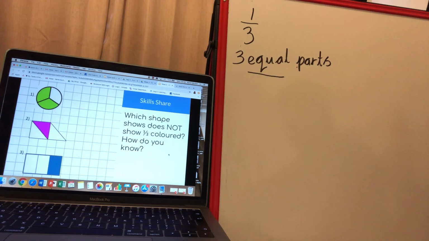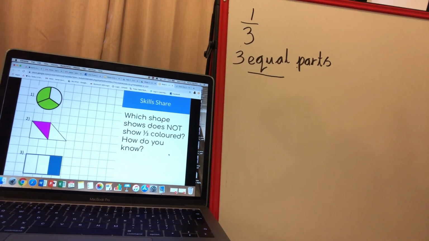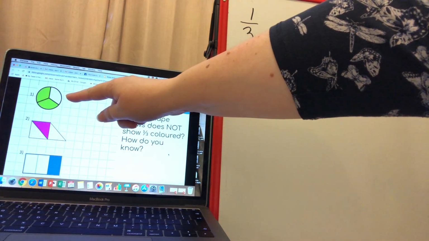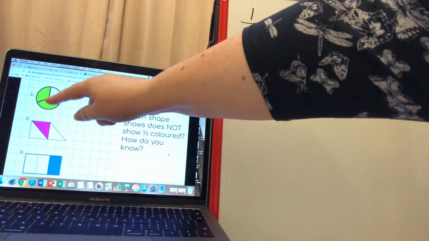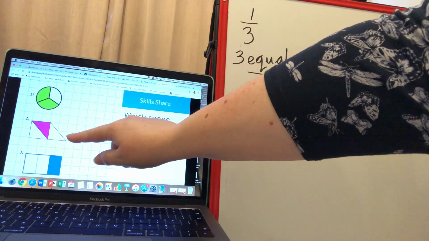Okay, I wonder if you can work out what I need to do here. We're looking for the shape which does not have 1/3 coloured. Looks a bit muddled up, this question, doesn't it? We're looking for the shape that does not have 1/3 coloured. What do you think? Has this got 1/3 coloured? I think it's got 2/3 coloured. That's not correct, is it? Has this got 1/3 coloured?